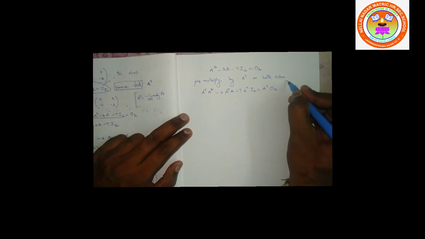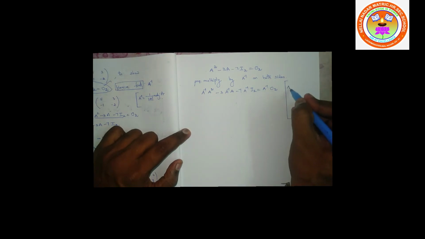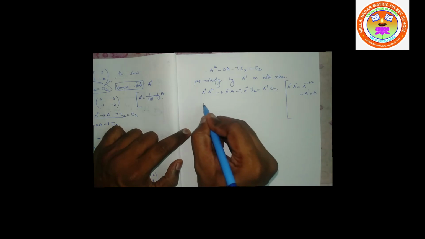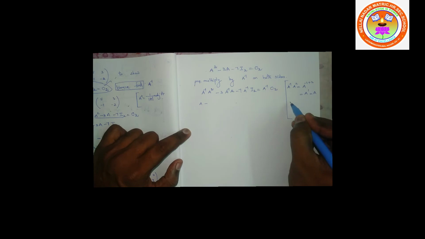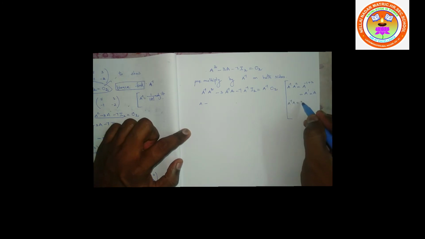See, in this you want to learn one important thing. This is A power minus 1. This is A square. Since the base is common, I can add the powers: minus 1 plus 2, which is nothing but plus 1. A power 1 I can write as A. So this will be A minus 3, A inverse into A. Listen carefully. A inverse into A is one of the formulas. A inverse into A is nothing but I.